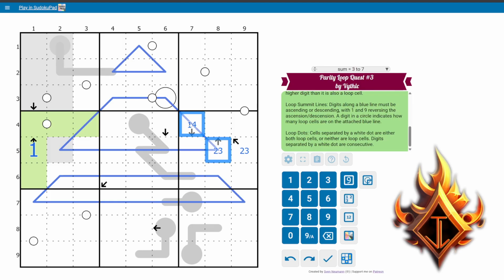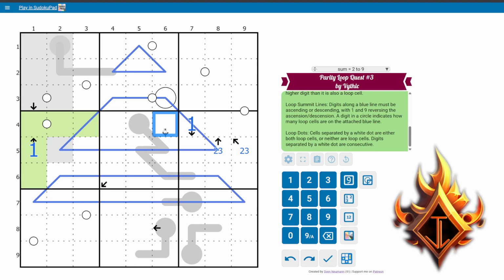But we're not descending here. So if this was 4 and this was 2 or 3, this would have to be 1 or 2. So that has to be 1. And now we're ascending that way. We're ascending this way. This would have to be 4 through 9, basically.